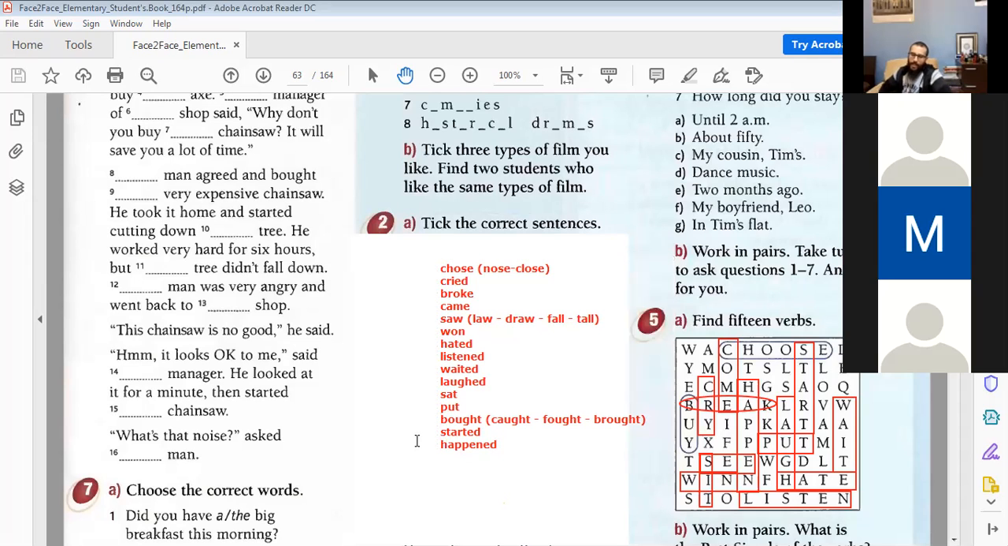So which of these are regular verbs and which of them are irregular? Let's choose the regular first. Which of them are regular? Cried.